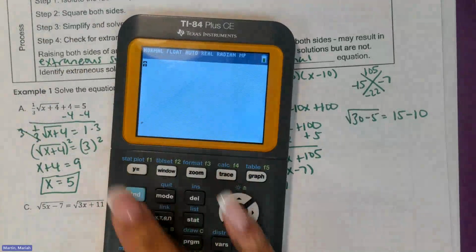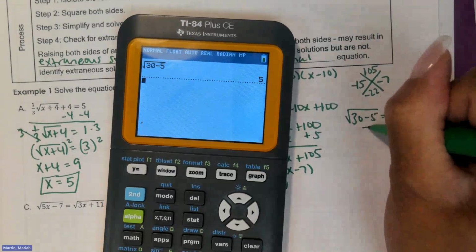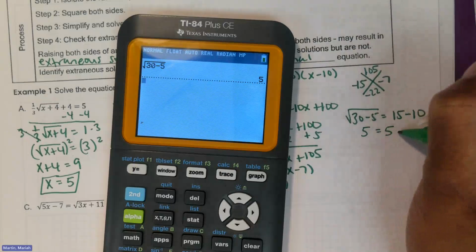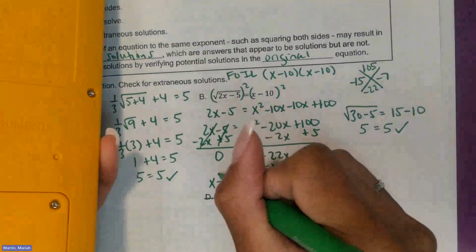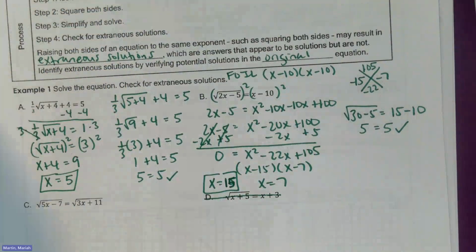So from here, I can either type it all the way in or not. I can do the square root of 30 minus 5. I get 5 here. And then 15 minus 10 is also 5. So 15 works because 5 does equal 5. I'm going to put a box around my actual answer here. So x equals 15 is a perfect solution.